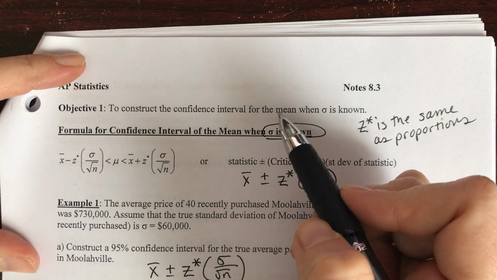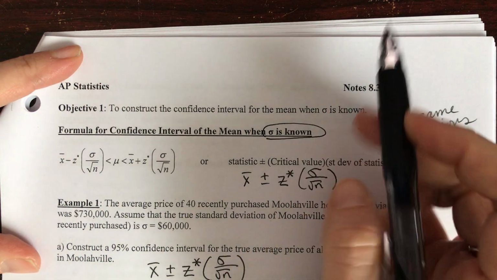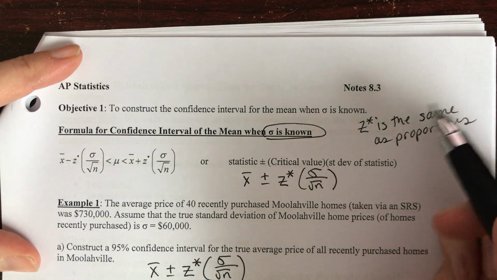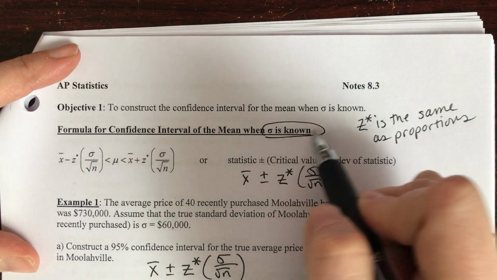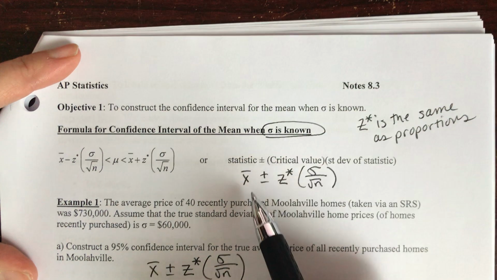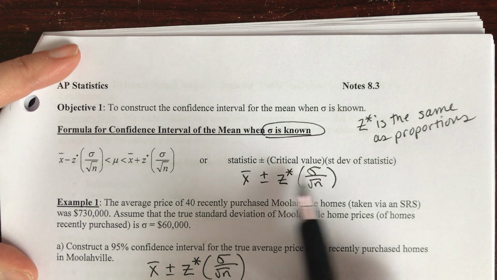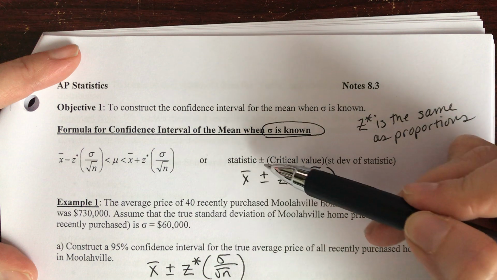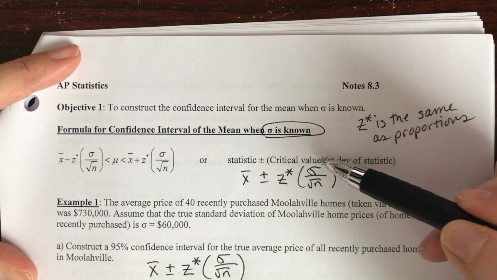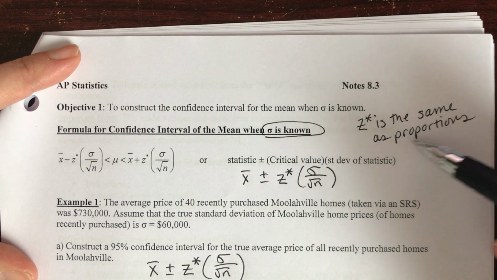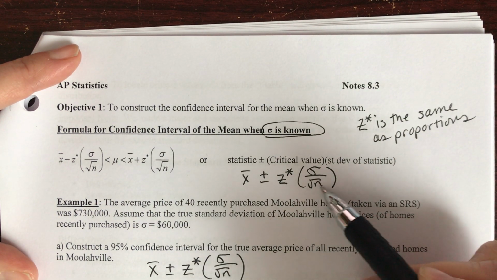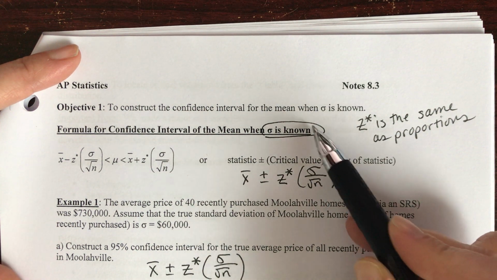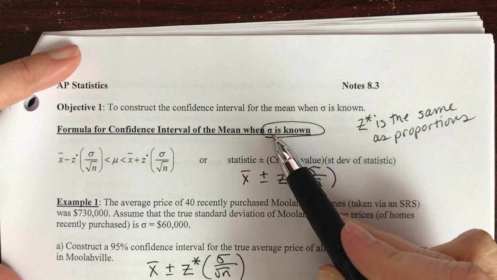When we're working on finding a confidence interval for the mean, there are two ways this can be done. The first is when your population standard deviation is known. If it is known, then we use this formula: x bar, our statistic, plus or minus the same z star critical values as we had for our proportions. And the standard deviation of our statistic is sigma over root n, or s over root n that we had before. For this one it would be sigma, because our sigma is known.